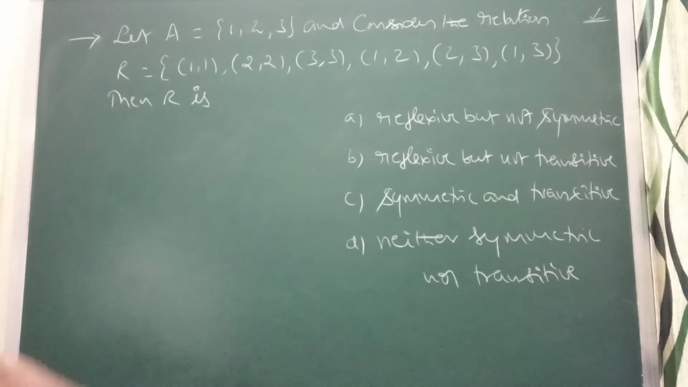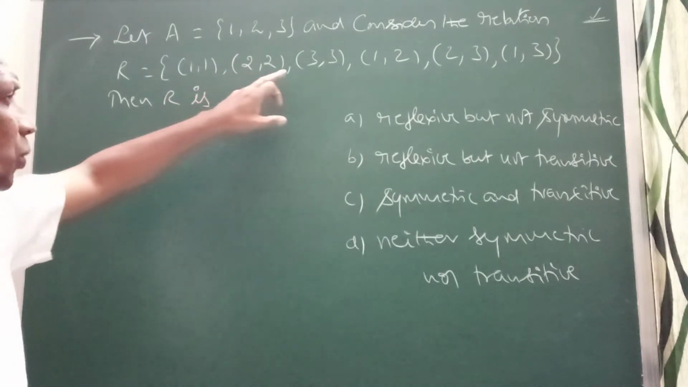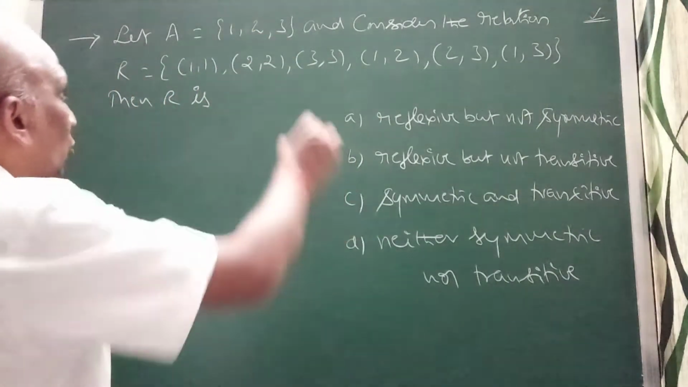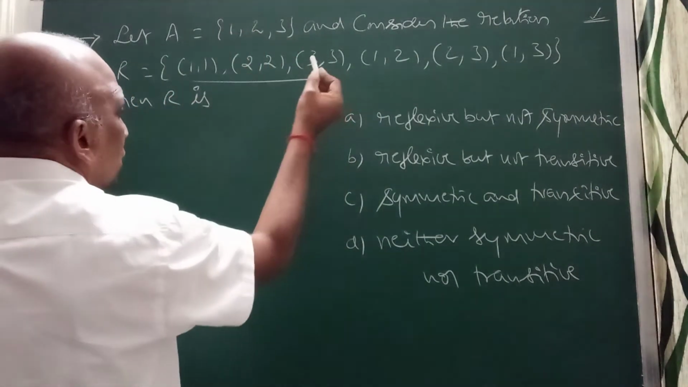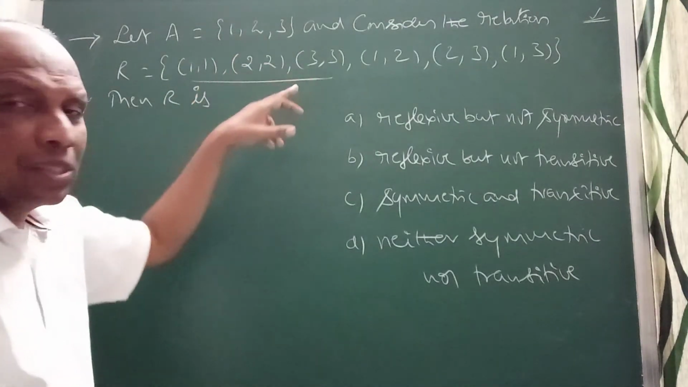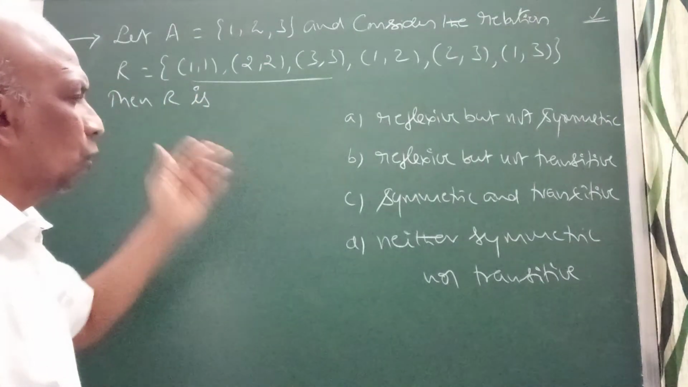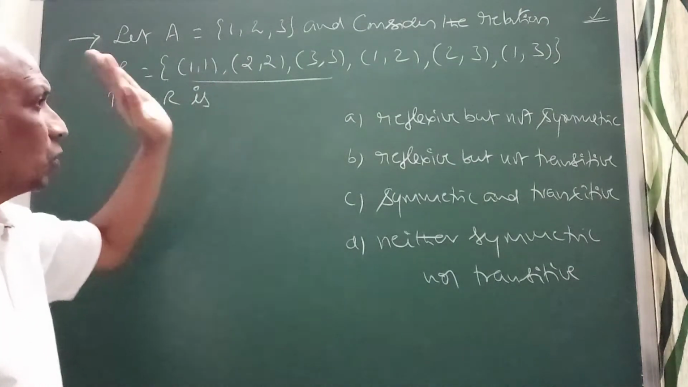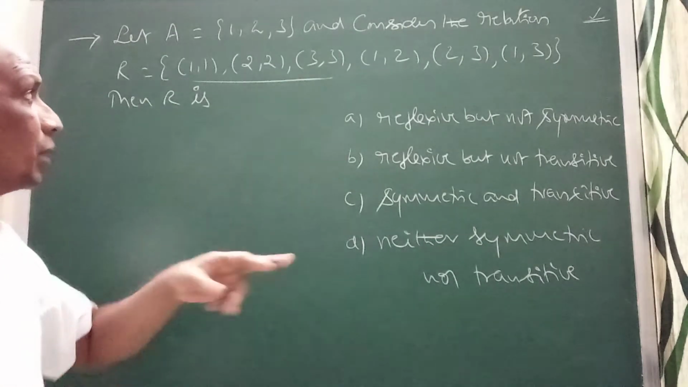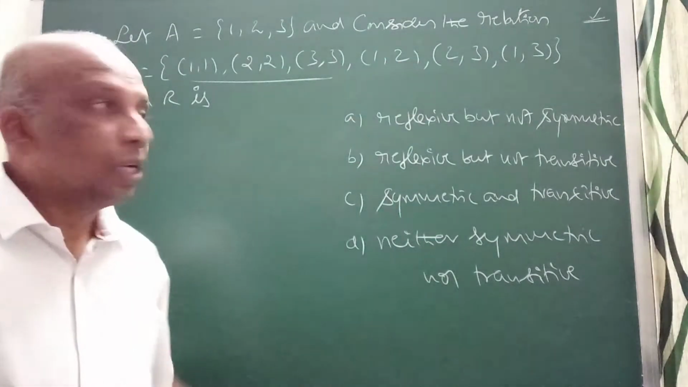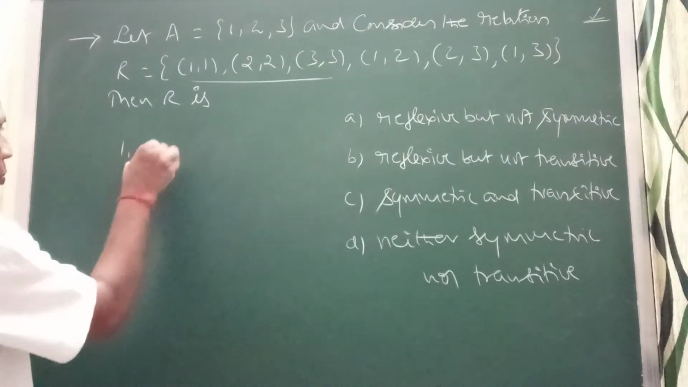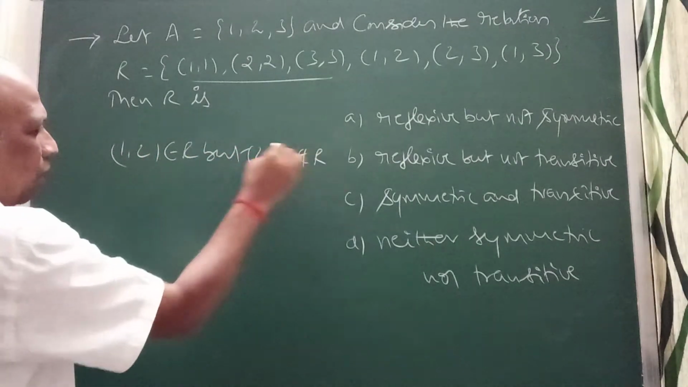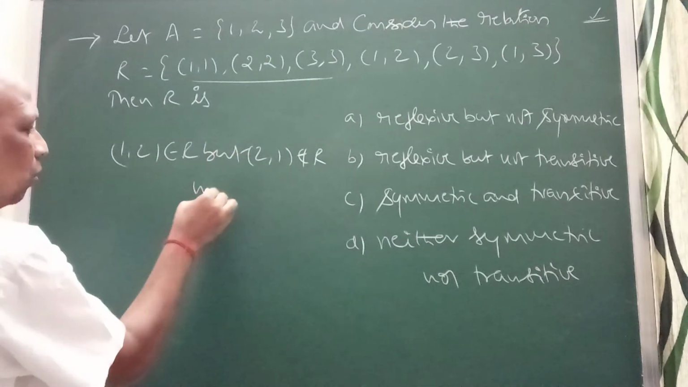See in this problem, they are given the relation with pairs (1,1), (2,2), (3,3), (1,2), (2,3), (1,3). What about this relation? Clearly we know (1,1), (2,2), (3,3) are definitely there, so this is reflexive. What about symmetric? Symmetric means when (1,2) is there, (2,1) should be there. But (1,2) belongs to R and (2,1) doesn't belong to R. So it is not symmetric.